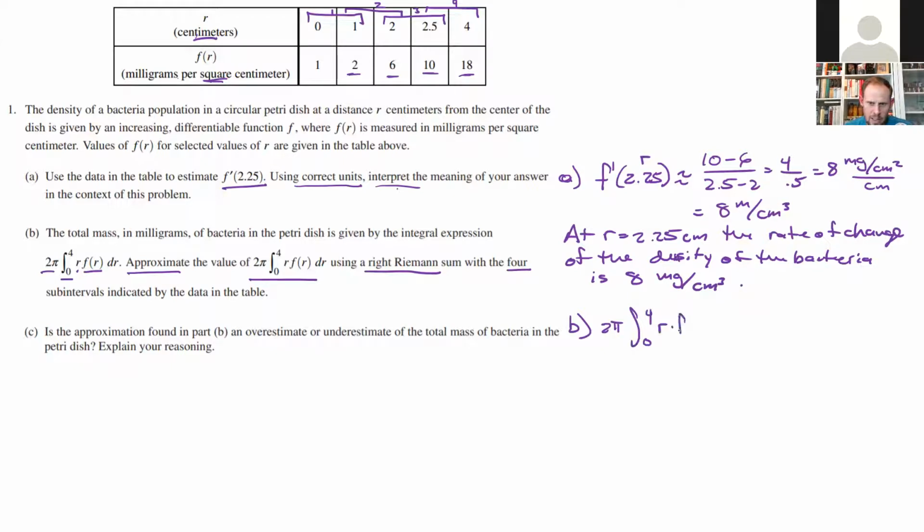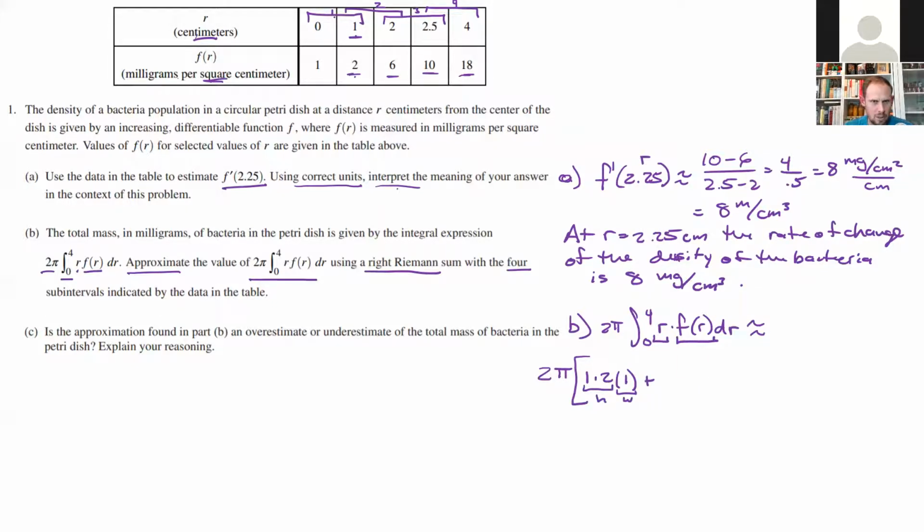So we can say that 2 pi times the integral from 0 to 4 of r times f of r dr is going to be approximately equal to, so we're going to have the 2 pi out front, and then we're making the rectangles. Now the rectangles don't just have a height of f of r, they have a height of r times f of r. So the r, at the right side, would be 1. So it would be 1 times 2 times the width. And the width is 1 minus 0, so there's another 1 there. So this is the height right there. This is the width right there. Height, width. All right, that's the first rectangle.